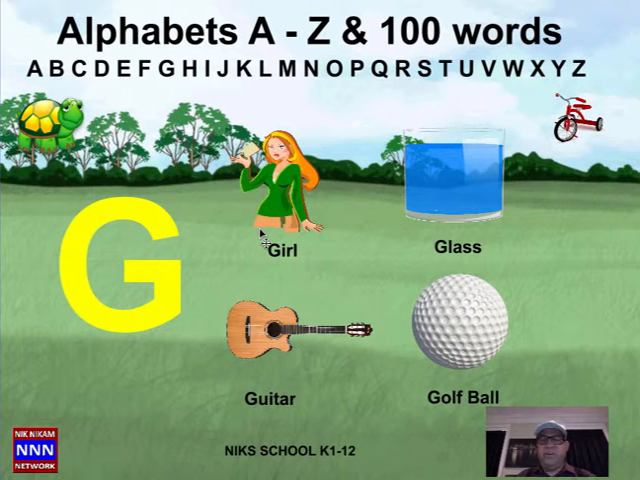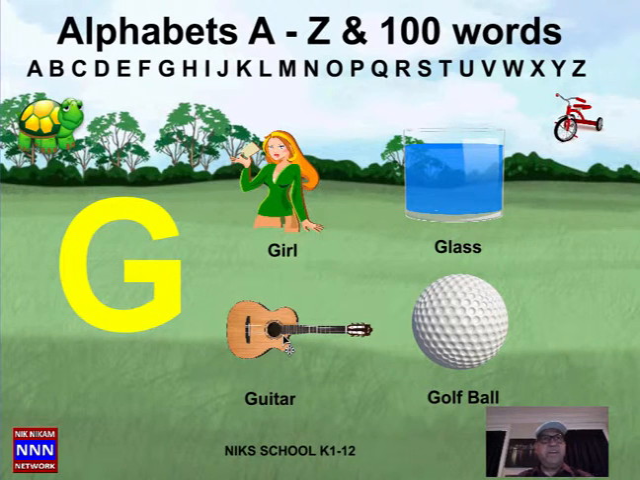We saw already G, girl. Now, here's a glass. It's a glass filled with some liquid. This is a glass. And what is this? This is a musical instrument called guitar.